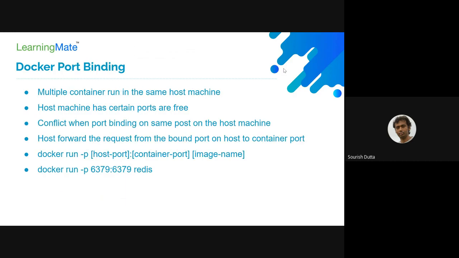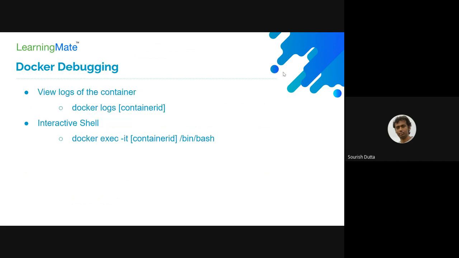Now let's talk about Docker port binding. What is Docker port binding about? When a container runs, it runs on a certain internal port. For example, Redis is running on 6379. Port binding is about your container being internally bound to a port, but that is within the container runtime, that is Docker.